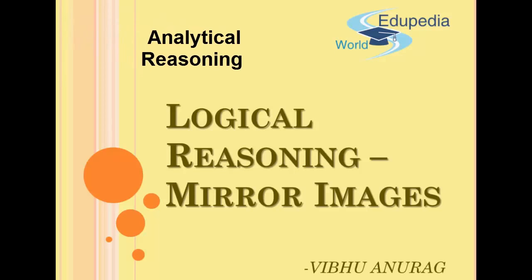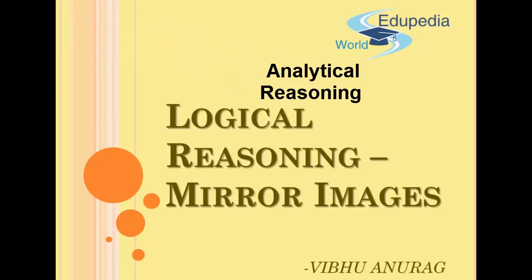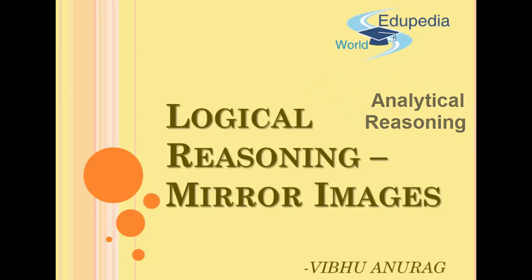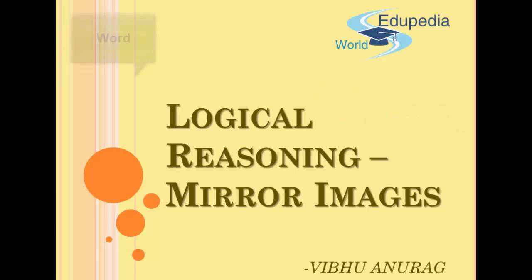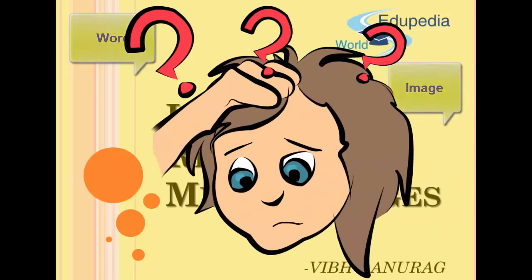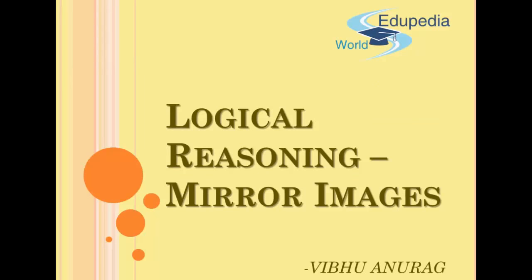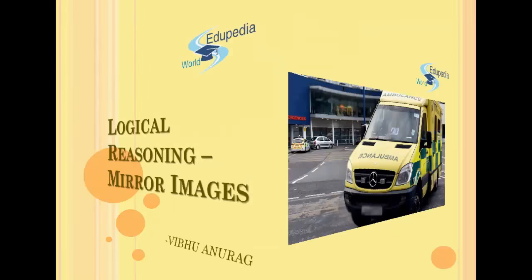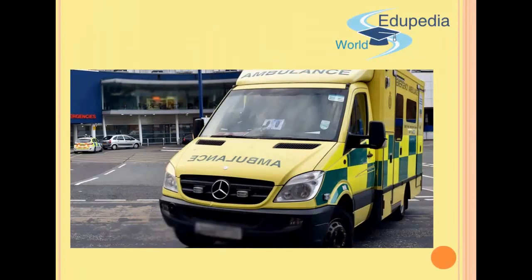This falls under analytical reasoning, and basically in this type of question you will either be given a word or you will be given an image, and you have to select from the given options the correct mirror image. How will this image look if we look at it in a mirror? So what are the basic characteristics of these kinds of images?